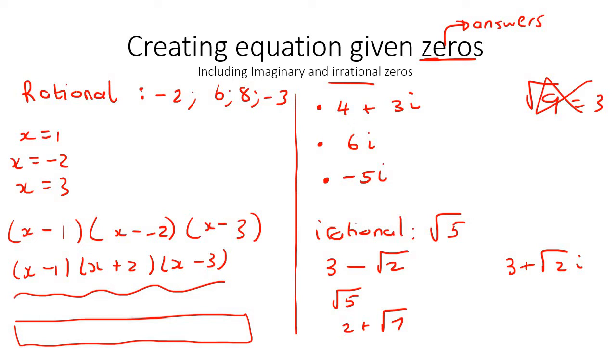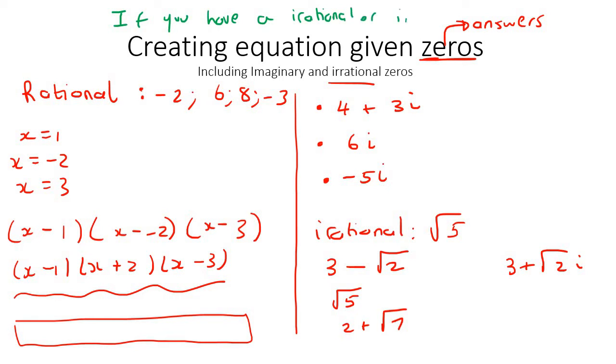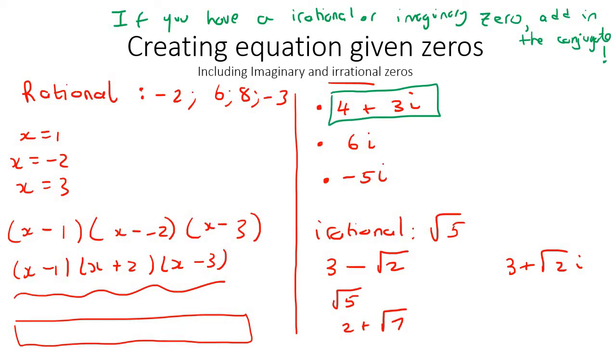So what do we do? What's so different about these ones? Well, all that I want you to do with these ones is remember the following. Here's the golden rule. If you have an irrational or imaginary zero, add in the conjugate. Okay, so for example, if this is one of the zeros, then add in the conjugate.